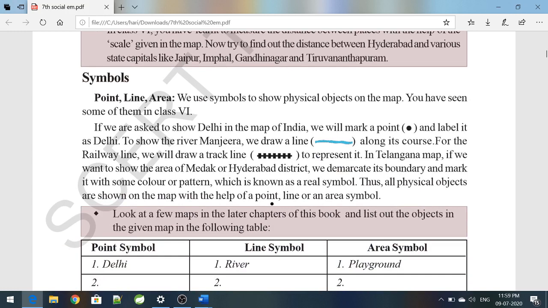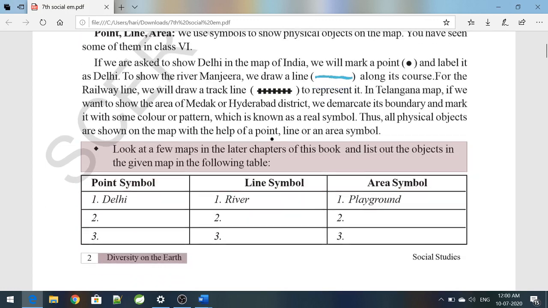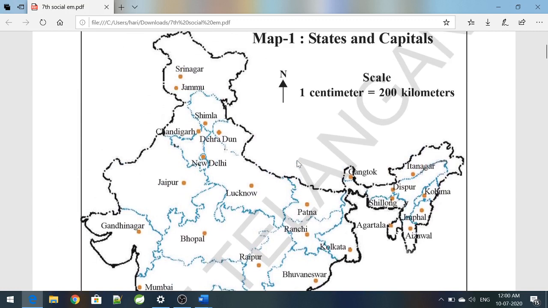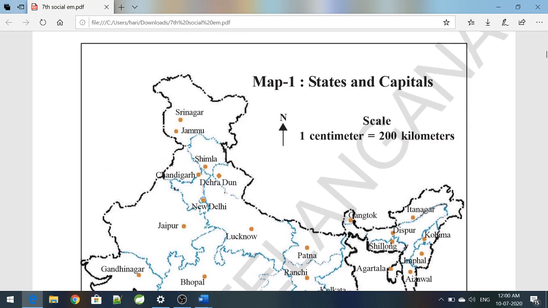Here they have told you other symbols. This point we describe as a state capital, for a river we use a blue line, and this is for a railway track line. These are the symbols we use. And see, this is a political map. These are the capitals of our states. They have taken the scale 1 centimeter is equal to 200 kilometers, and north is here, the south is opposite to it, and here will be the east, and here will be the west.